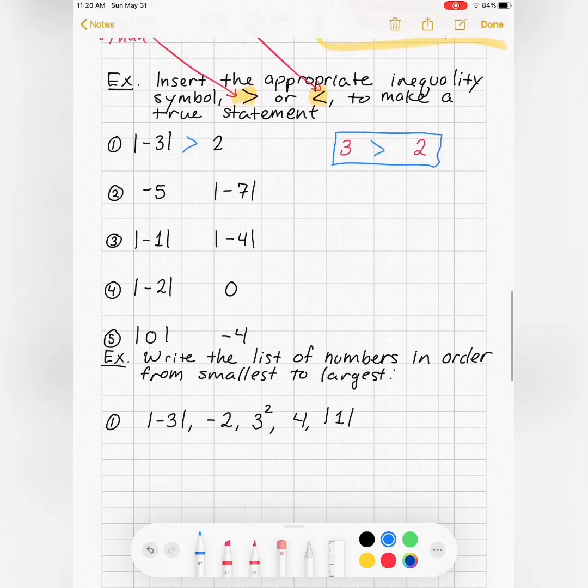Okay, what about number 2? So -5, how does that compare with the absolute value of -7? So let me look at that absolute value. So the absolute value of -7 is just +7. Okay, so how do those two numbers compare? So -5, that's negative. A negative number is less than a positive number. Okay, so then I could write it over there. I could write the symbol here. Either way.